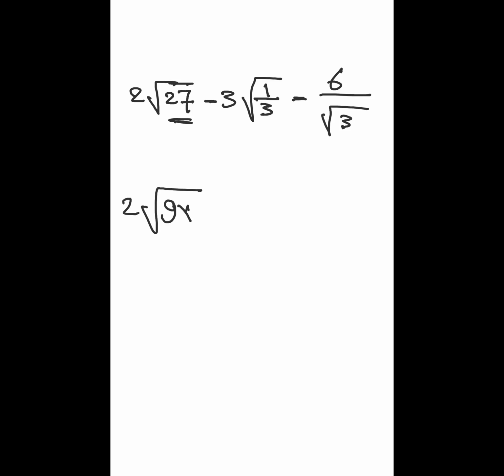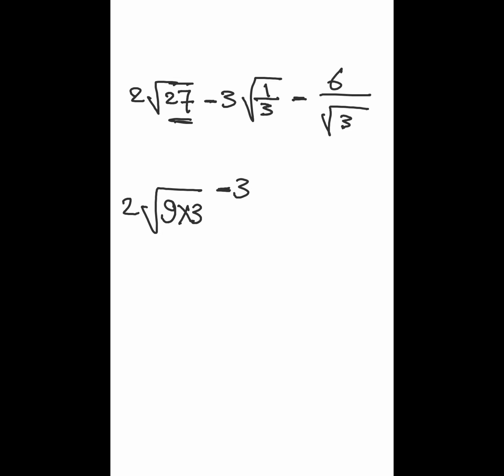2 square root of 27 minus 3 square root of 1 over 3 minus 6 over square root of 3. Okay, also this one will be the same steps. So 27, we said that before, will equal 9 times 3, minus 3 square root of 1 over 3. Then the same procedures.